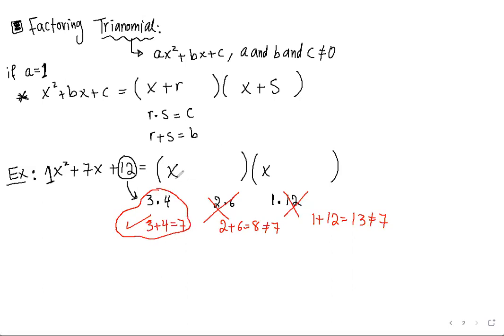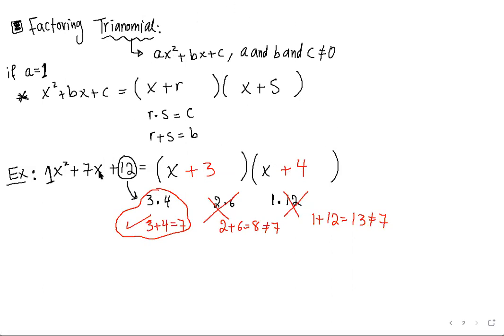So how can I explain this? How can I factor this one? They give me two parentheses: x plus 3, exactly, and x plus 4. This is my answer. Okay, any questions? How can I factor things like that?